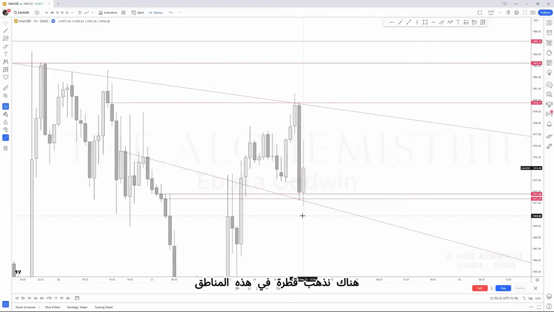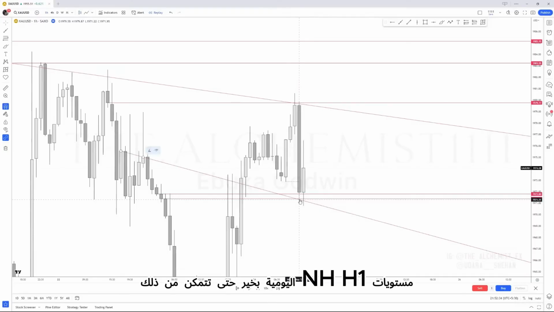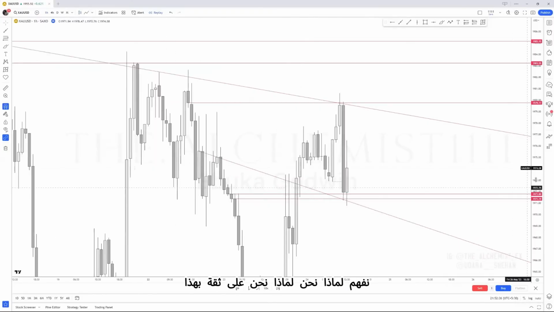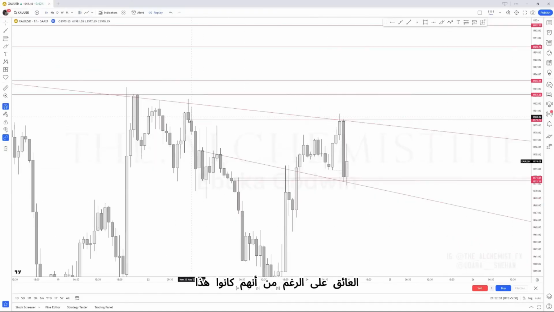A drop into these areas, daily and H1 levels. Okay, so you understand why we trusted this obstacle, even though there were weekly and daily levels in here, right? Weekly and H4 levels. Why did we trust this? Because Asia left its low right above these daily and H1 levels. Okay, we waited for the rejection, then we entered.